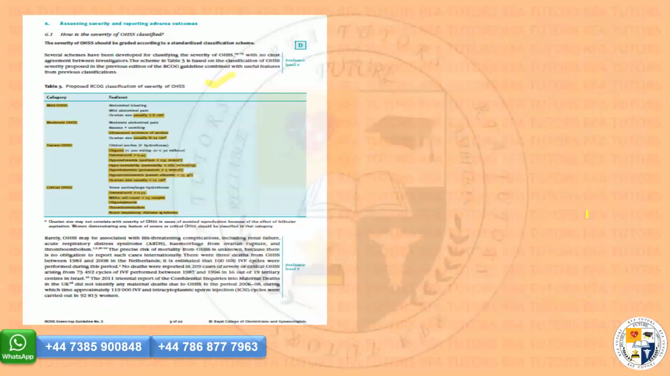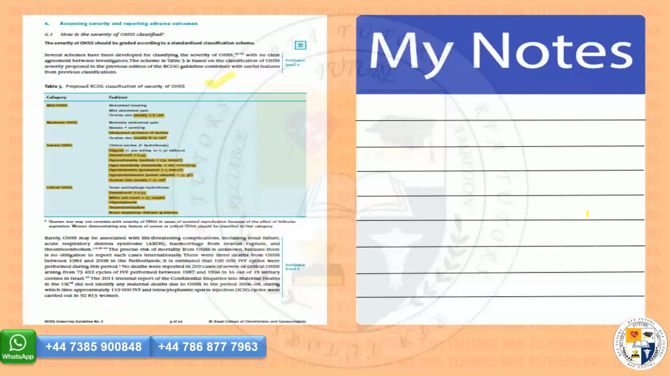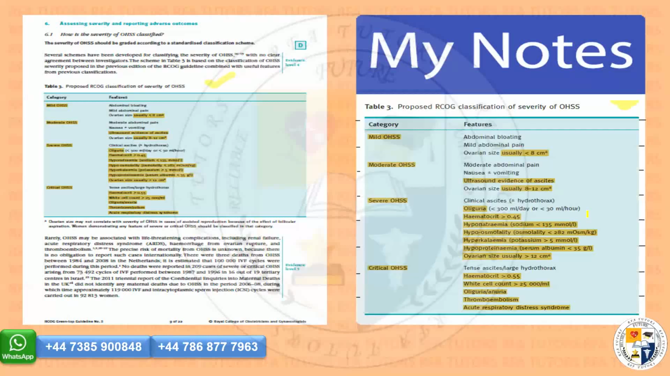And then I see the RCOG classification. I found it in the recommendations that it is important. In the details, I found the mild, the moderate, the severe, and the critical OHSS, right? Now I'm pasting all this in my notes. And what does my notes contain now?